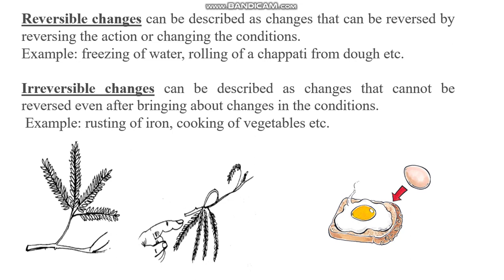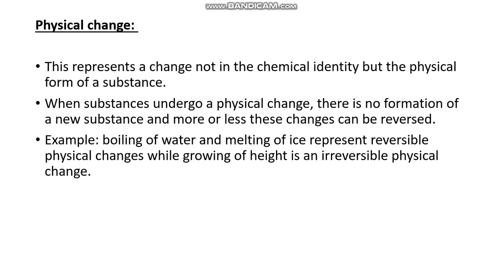Irreversible changes can be described as changes that cannot be reversed even after bringing about changes in the conditions. Examples: rusting of iron and cooking of vegetables. Here you can see two examples. This is the closing and opening of mimosa leaves. The mimosa is the touch-me-not plant. It represents a reversible change. And next is cooking of an egg into an omelette. It represents an irreversible change. We can't take it back to the original form. Thus we call them reversible and irreversible changes.